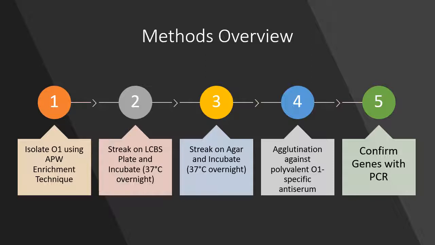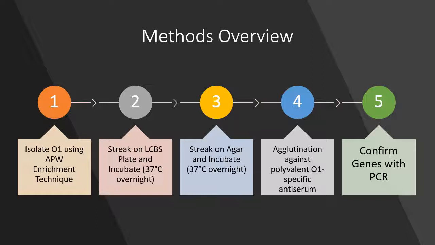So to test for the persister phenotype, I'm just going to give a quick review of the methods and protocols that we did. That way we can see a little bit more into our experimental question. The first thing we had to do was make sure we were isolating the correct O1 Vibrio cholerae strains. So what we used was alkaline peptone water, or APW, which was an enrichment technique just to make sure that the cholera was thriving and not other pathogens. We were able to streak that enriched plate and put it on an LCBS agar plate and incubate overnight at 37 degrees Celsius.